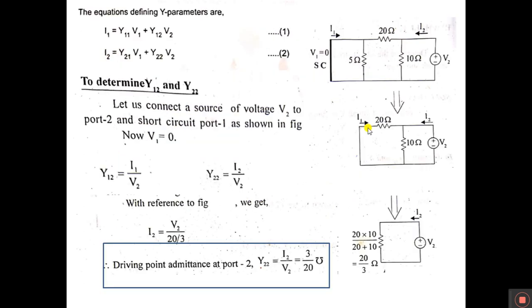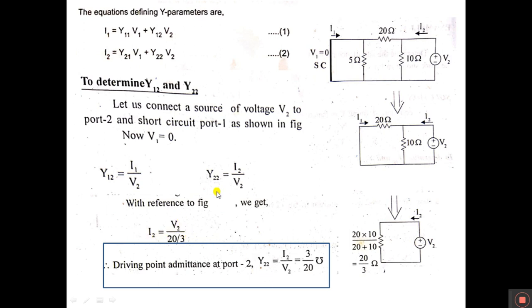Next parameter. Similar to the previous case, now we are going to find Y12 and Y22 by making V1 equal to 0. How to calculate this? Apply V1 equal to 0 in the first port, then apply V2 voltage source in the second port. V1 equal to 0 means short circuit that. Now if it is short circuited, there is no effect on this 5 ohm, so make short circuit of this also. Now this 10 ohm and 20 ohm become parallel. If it is parallel, now V2 by I2 becomes 20 by 3. Right? Now I2 is V2 by 20 by 3.